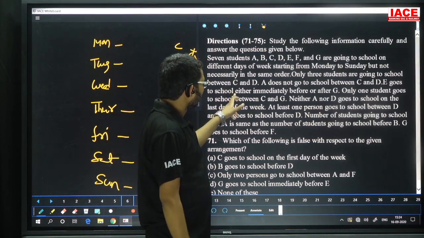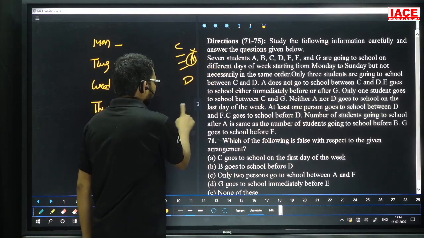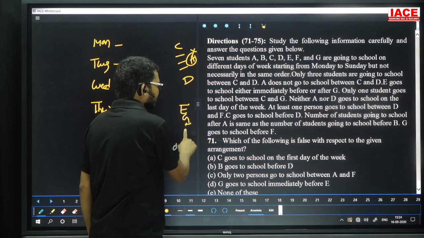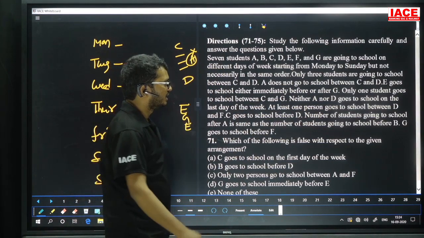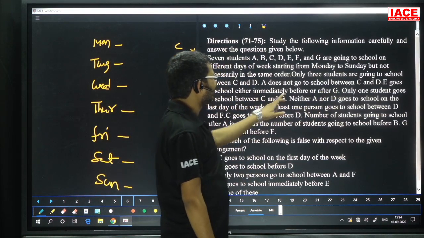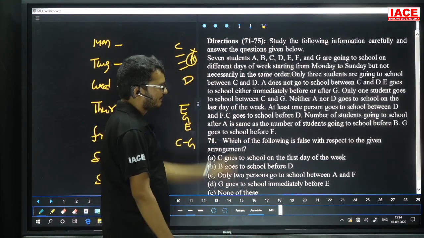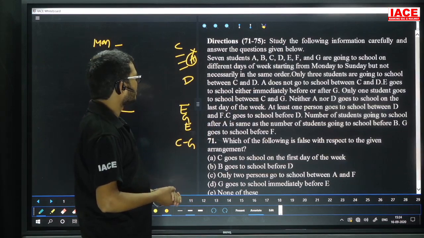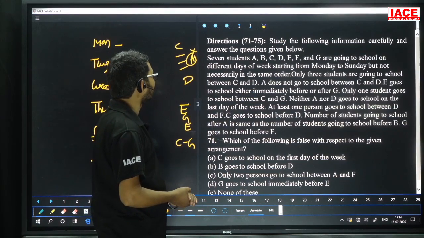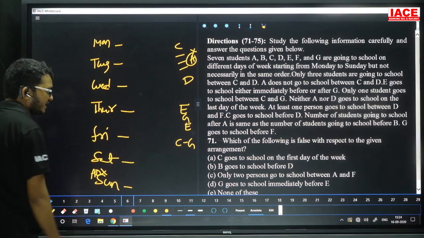E goes to school either immediately before or after G. That means E is immediately before G, otherwise E is immediately after G. Next point: only one student goes to school between C and G. Next: neither A nor D goes to school on the last day of the week. Last day means Sunday, so for A and D, Sunday, no chance.